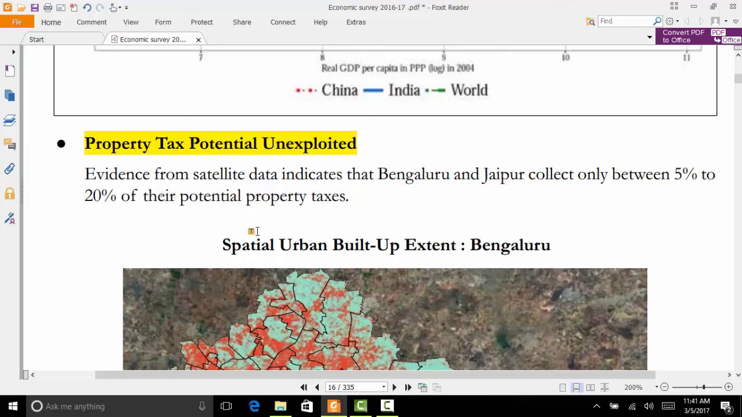So, sir, is property tax only on commercial property, or on homes also? It is a property, whatever it is.